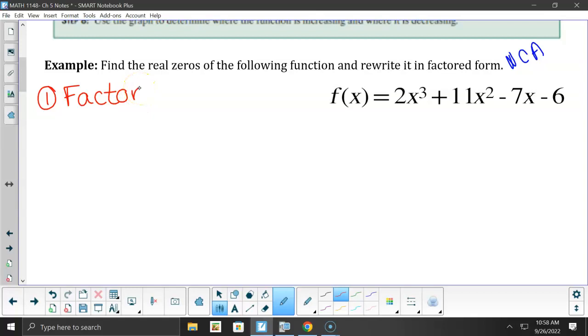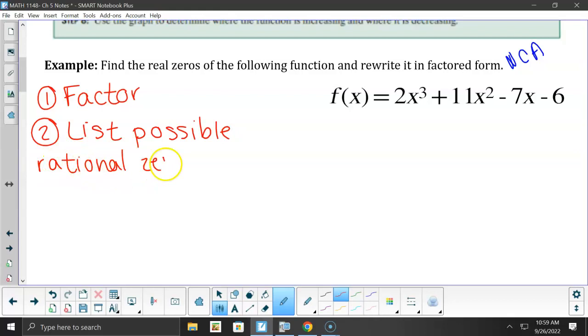All right. So looking at this problem, can I factor it? No. So that's where steps 2 and 3 pop in. So step 2 is to create your list of all of the possible rational zeros. All right. So we did one like this last week. What are going to be my possible rational zeros? We remember how to do this from last week?